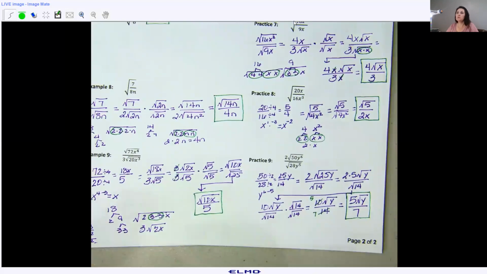Okay, so there was a lot of simplifying and rationalizing the denominator. That was what was new in this lesson. So if you have any questions, let me know.